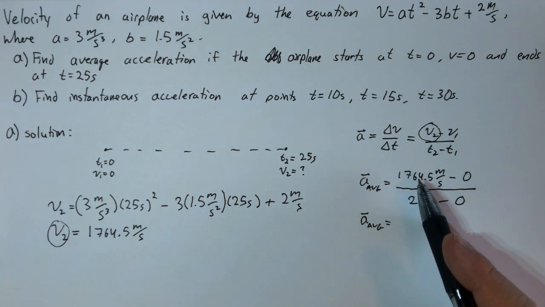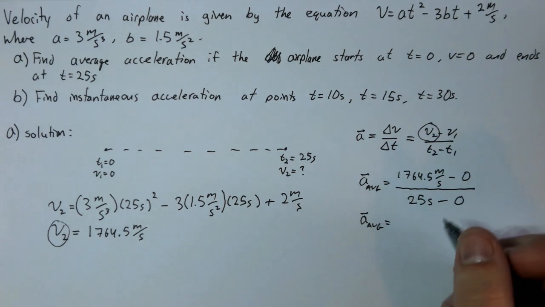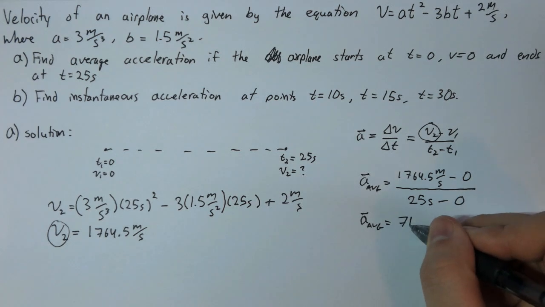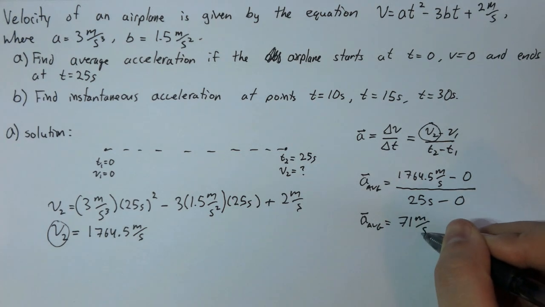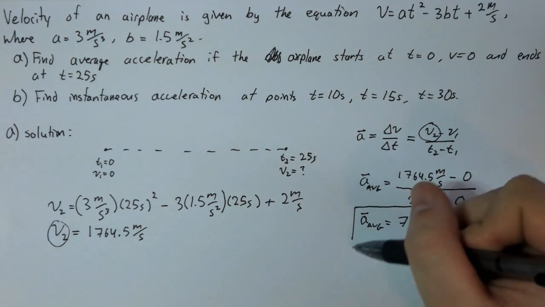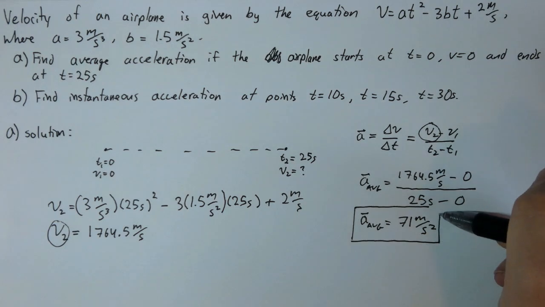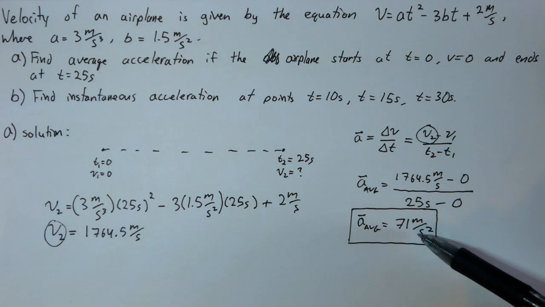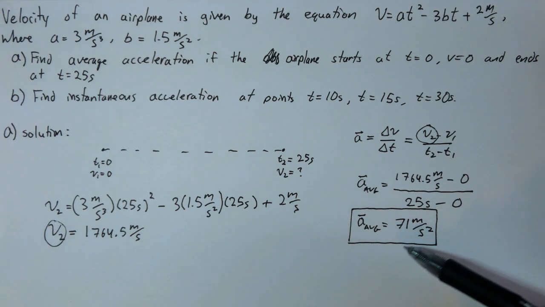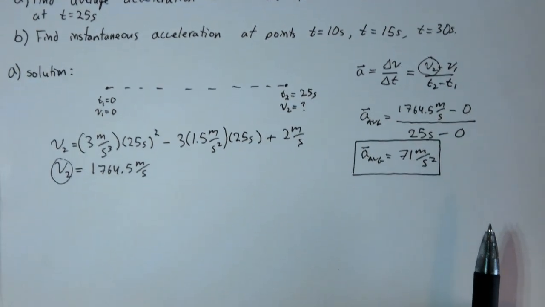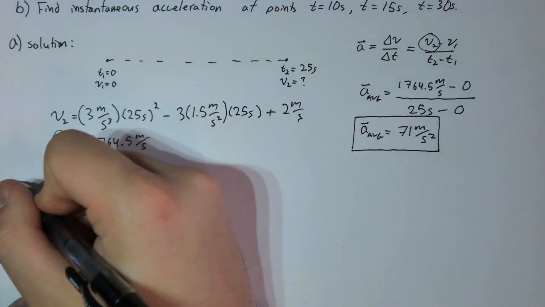Okay, now 1,764.5 divided by 25 rounds to 71 meters per second squared. In other words, our velocity is increasing by 71 meters per second every second. That's what that means. On average, of course. Okay, let's do B.